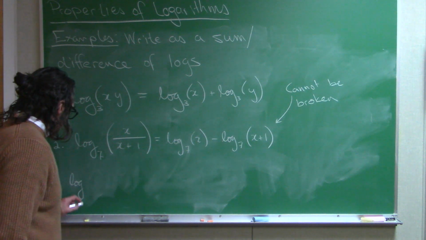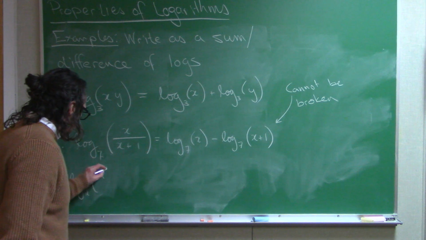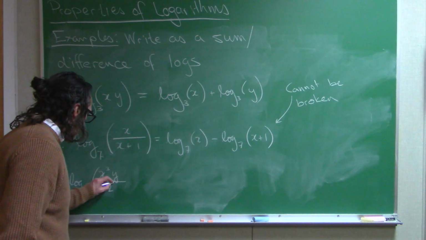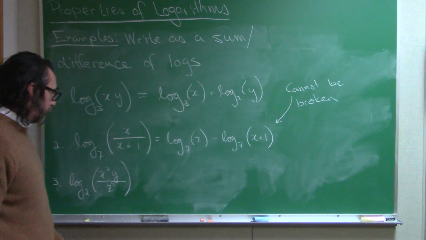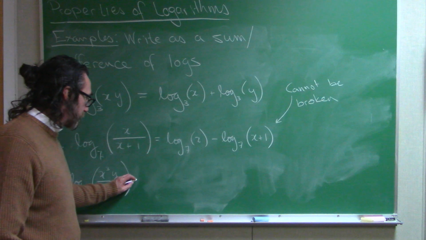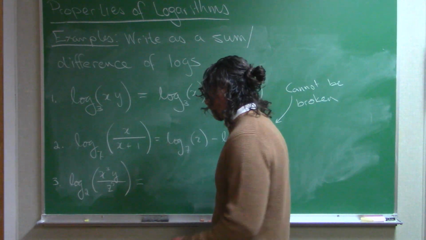Let's do log base 2 of x to the power 3 times y over z to the power 5. Okay, so I got a product, I got a quotient, I got powers. We're going to need to use all the rules. Okay, here's what I would do first.